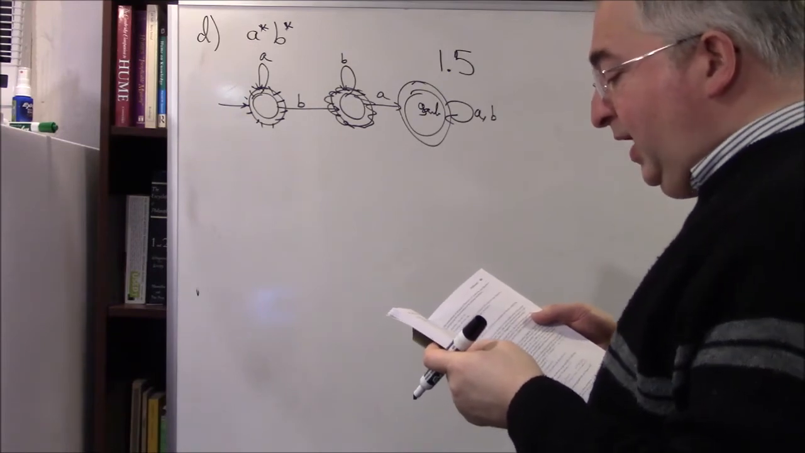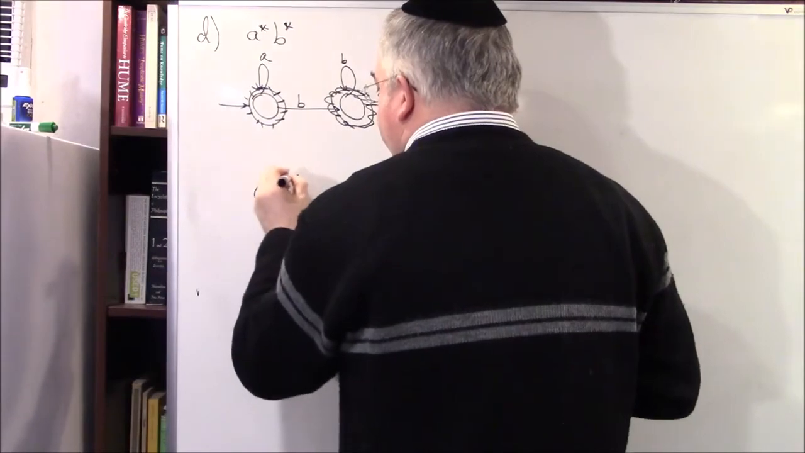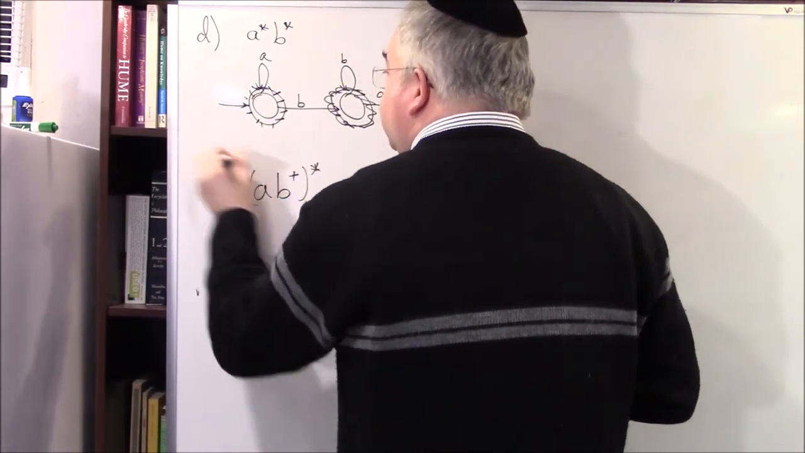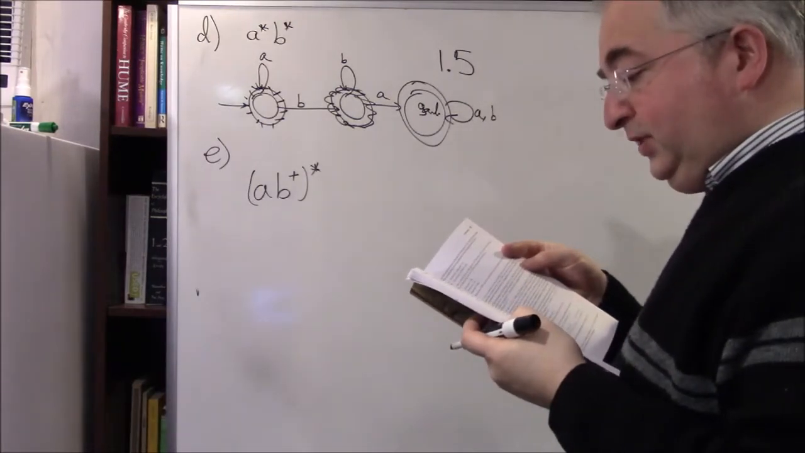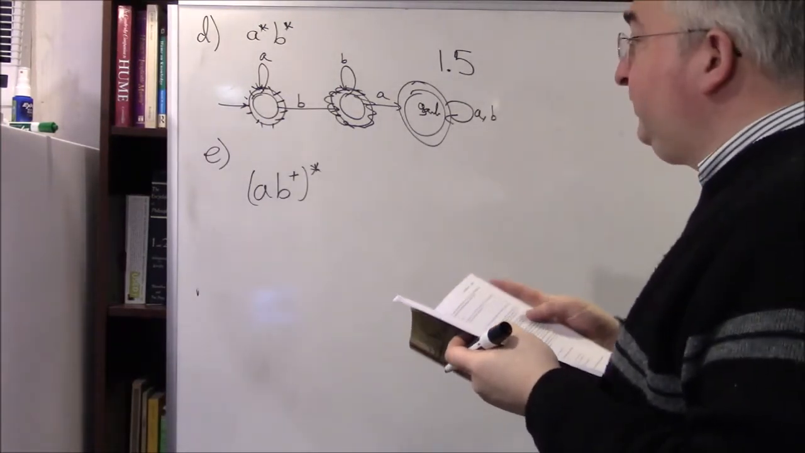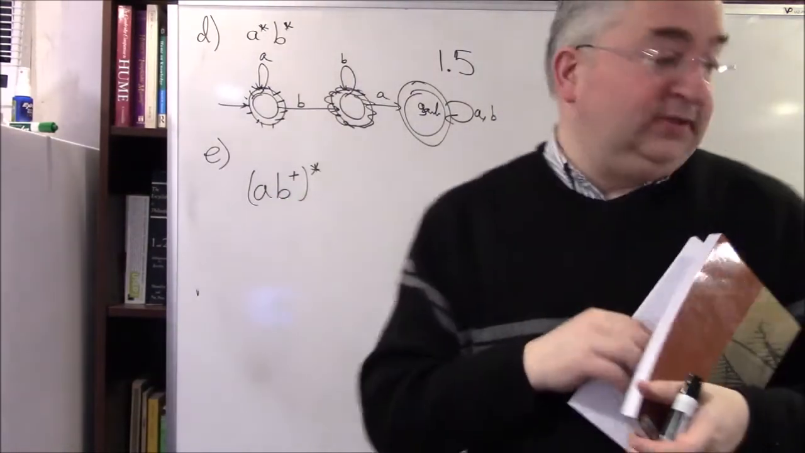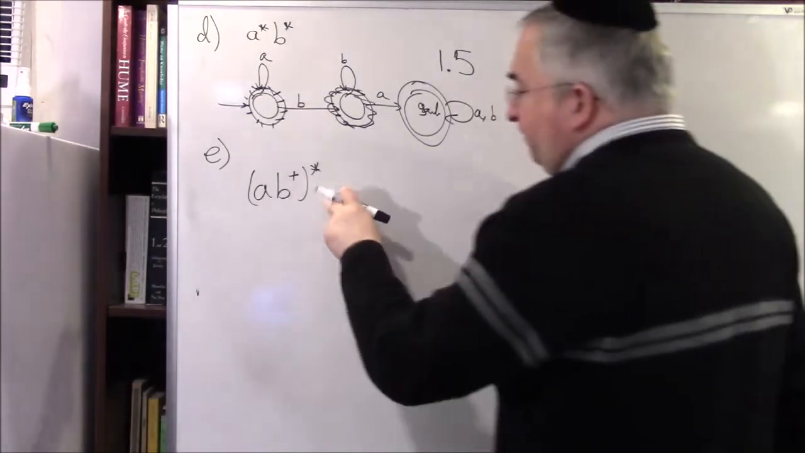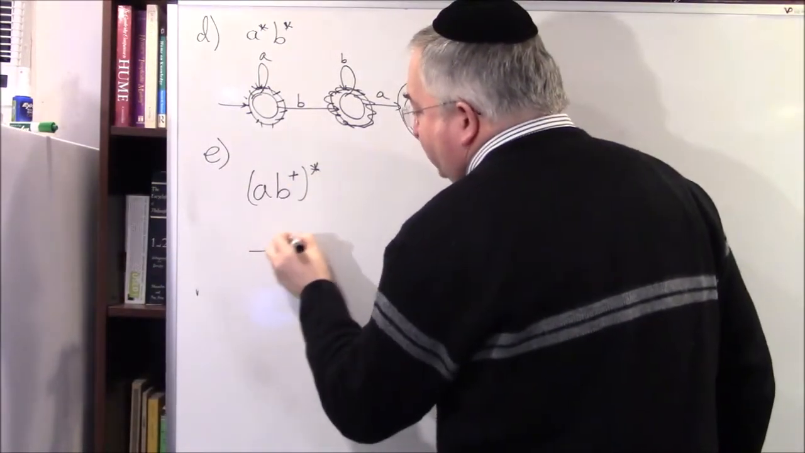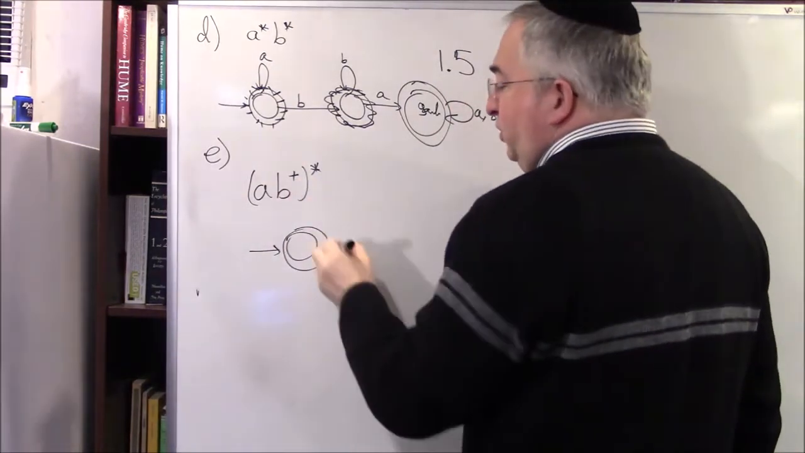Okay, let's do this. Any string A, B plus star. So this is number E. A, B plus star. So what this is, is an A followed by 1 or more B's. Okay, let's do it. By the way, the empty word is accepted here because this could be a 0. So the empty word would be accepted.